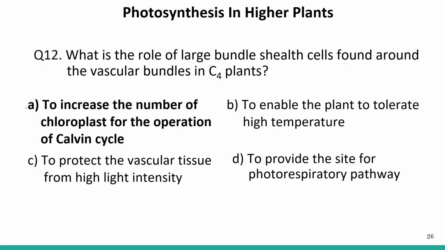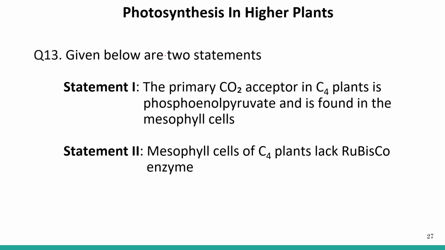To increase the number of chloroplasts for the operation of the Calvin cycle. These bundle sheath cells contain large chloroplasts and they help in the operation of the Calvin cycle. The next question is, two statements are given.